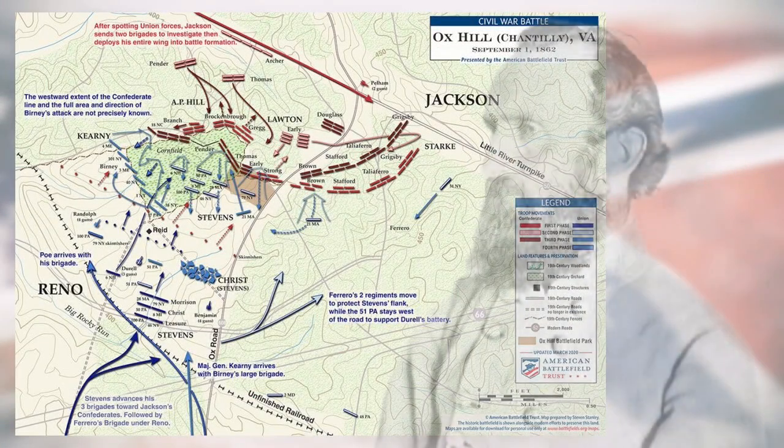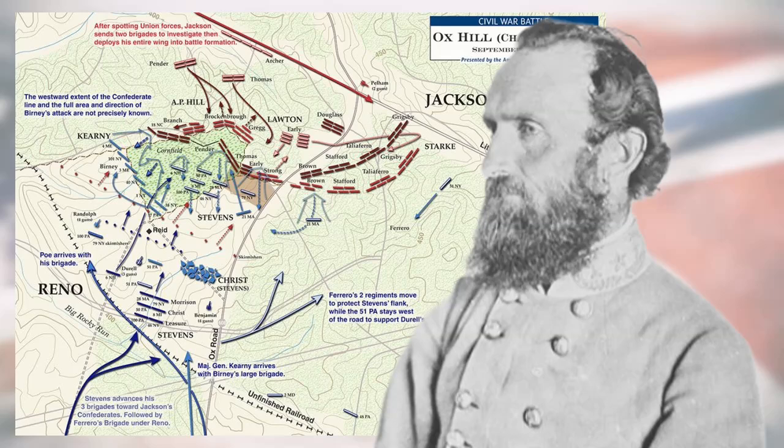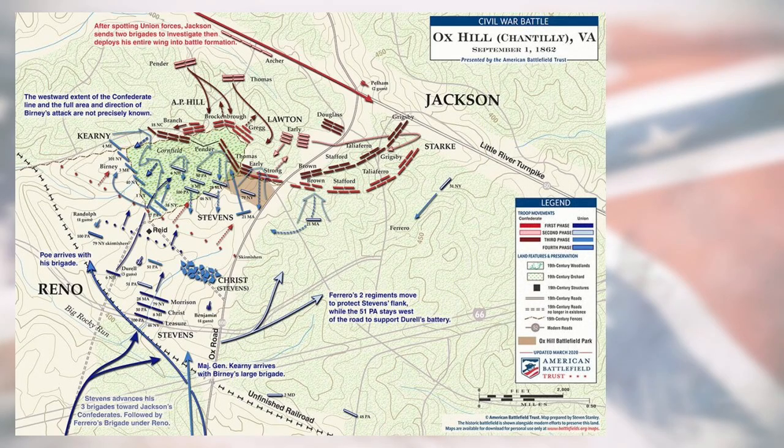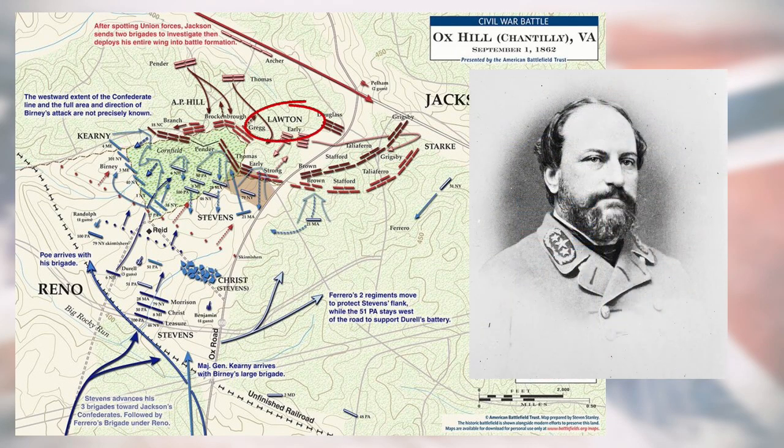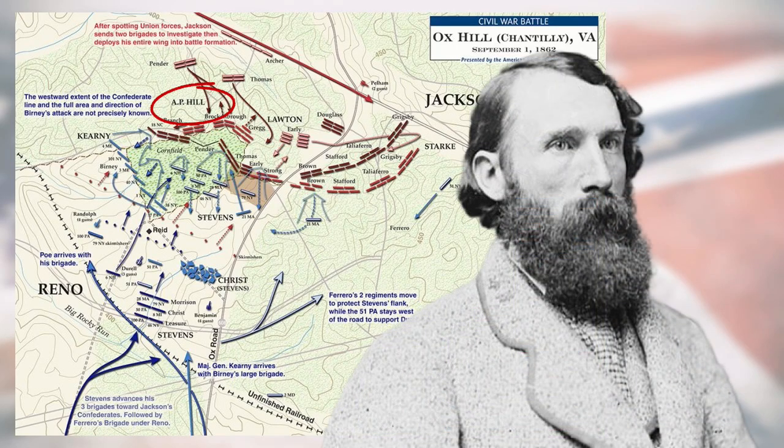To counter Stevens, Jackson pushed parts of all 3 of his infantry divisions off the Little River Turnpike and into the woods lining the southern slope of Ox Hill. They rapidly formed a wide arc around the base of the hill, hidden from the Federal sight by dense timbers. Jackson's division, under Brigadier General William E. Starke, took the left flank. Ewell's division, under Brigadier General Alexander Lawton, occupied the center. Major General Ambrose P. Hill's division formed the right flank.